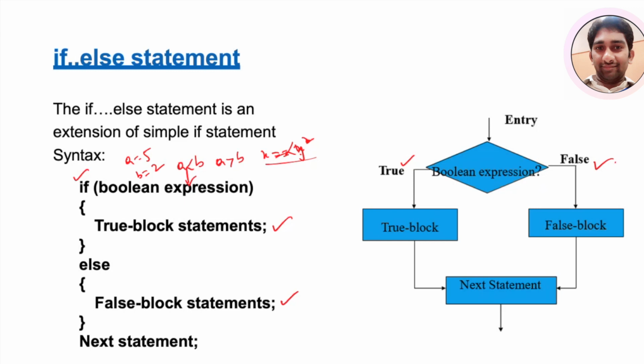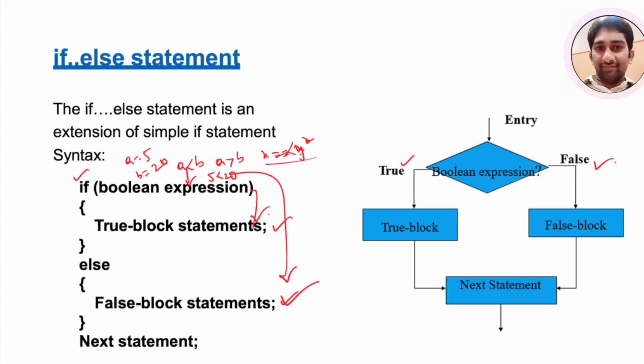For now, it will check 5 less than 2. Is the condition true or false? False. So it will execute this part. For example, a is equal to 5, b is equal to 20. In this case, what happens? 5 is less than 20, so it will execute this part.